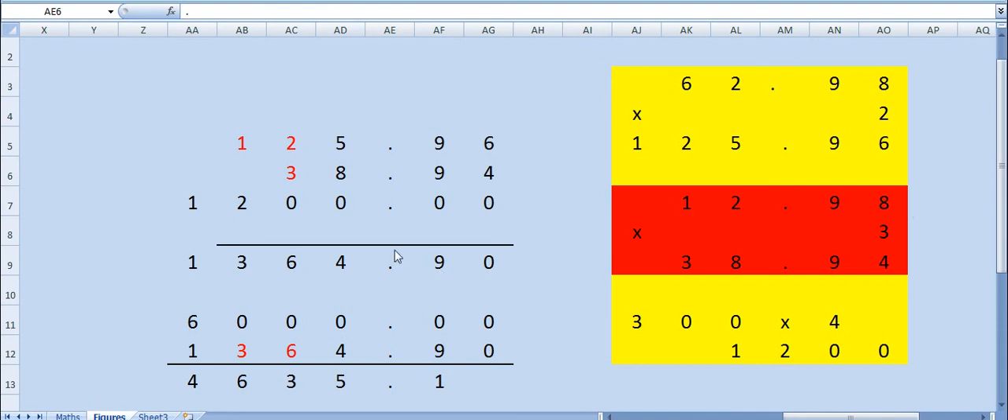Now this is the total cost. How much money did she have? She had 6,000 rupees. So subtract this amount from 6,000, you will get 4635.10. Answer is D.